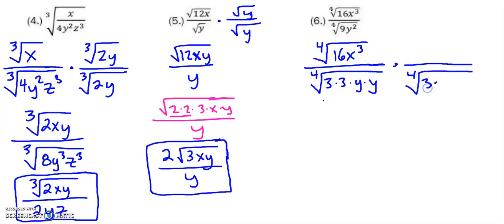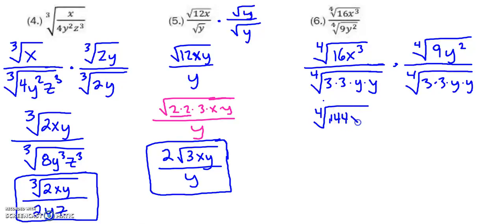Now I need 2 more 3's to make a group of 4 of them, and 2 more y's to make a group of 4 of those. And so that's what we're going to multiply the numerator and denominator by. We're going to multiply it by fourth root of 9y squared. And so my numerator now becomes fourth root of 144 x to the third y squared. My denominator becomes the fourth root of 81 y to the fourth.